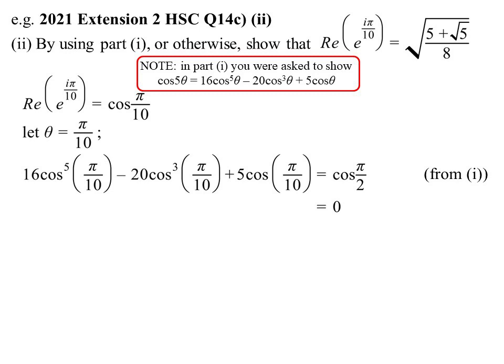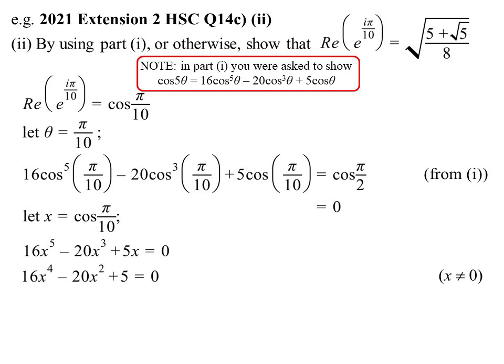I can create now a polynomial equation to solve. And that will get me a value for x, which is cos pi on 10, which is the real part of e to the iota pi on 10, which we have to show is the square root of 5 plus root 5 on 8. It all links back eventually. So, okay, let's solve this equation. First thing I did was divide everything by x.